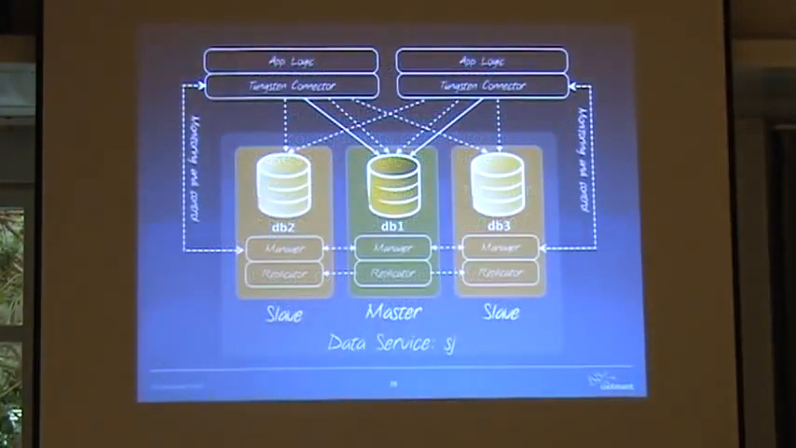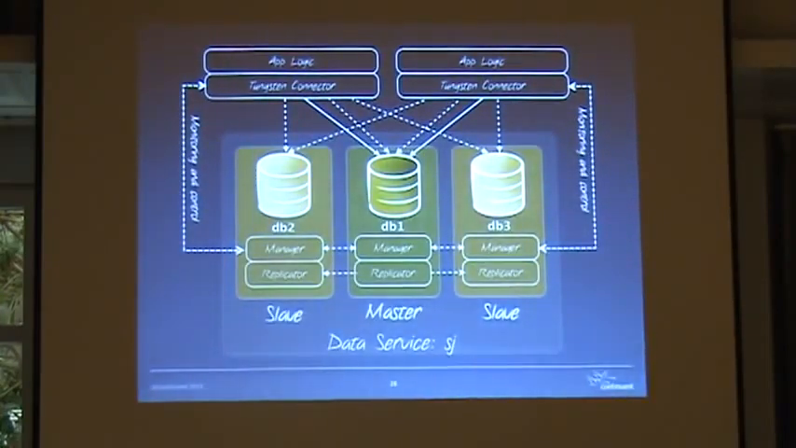And this looks like this. So instead of only having the replicators, on the application side you have Tungsten Connectors, and on the database nodes you have the managers. The managers communicate with each other, and they are monitoring the database and the network, and if something goes wrong, there are automated rules that try to fix the cluster.